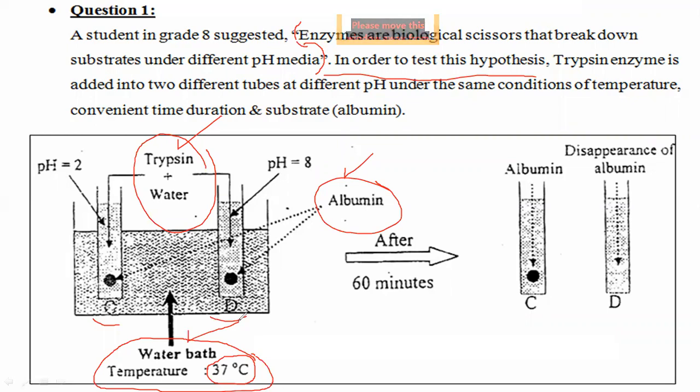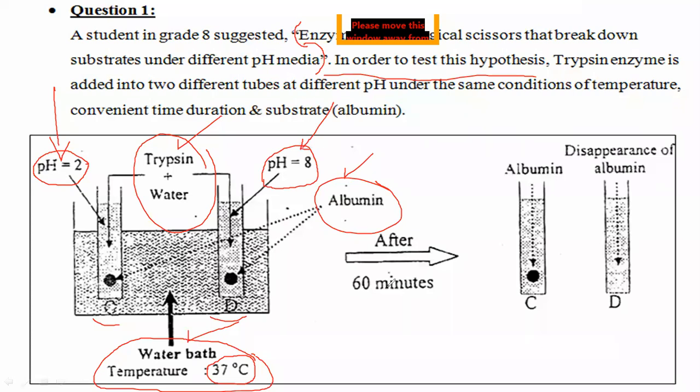But in tube C, the pH is equal to 2. However, in tube D, the pH is equal to 8. So what is the variable factor in this experiment? The variable factor is the pH. Since here the pH is 2, however, the pH here is 8.